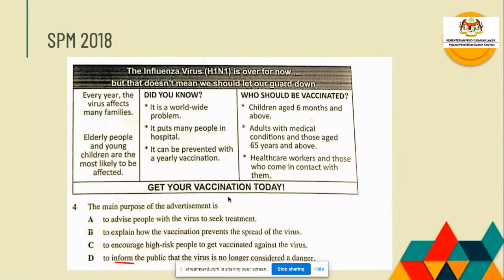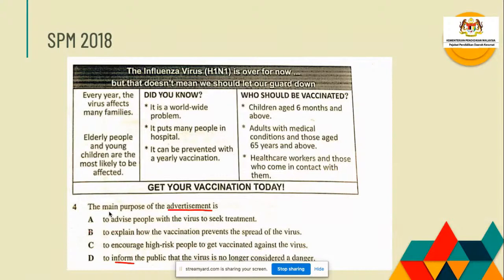Okay, remember just now kita buat balik step by step. Okay, first step, baca soalan. Okay, the main purpose of the advertisement is. Okay, apa keyword dalam soalan ni? Dia nak tahu main purpose. Okay, ini memang advertisement. Dia nak tahu main purpose. Apa maksud main? Selalu jumpa kan? Main purpose, main idea. Maksudnya utama.